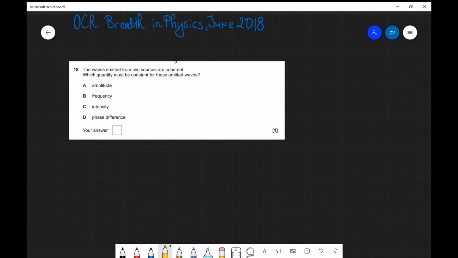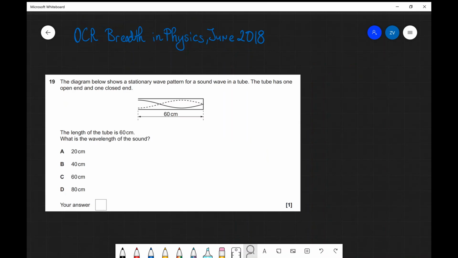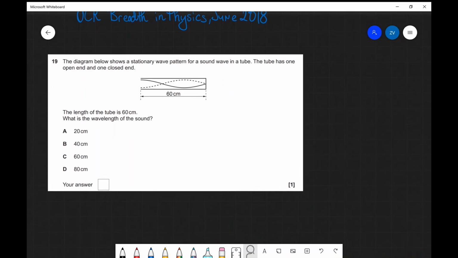Question 18. The waves emitted from two sources are coherent. Which quantity must be constant for these waves? Well, remember, two coherent waves actually have a constant phase difference. So this is one of the definitions that we definitely need to remember, that two coherent waves will have constant phase difference. So the correct answer is D. Almost there. Question number 19.